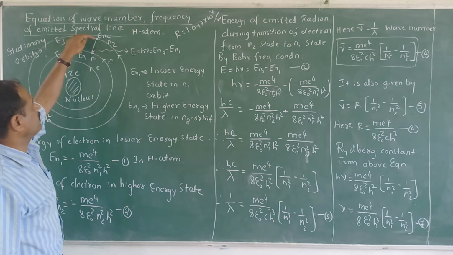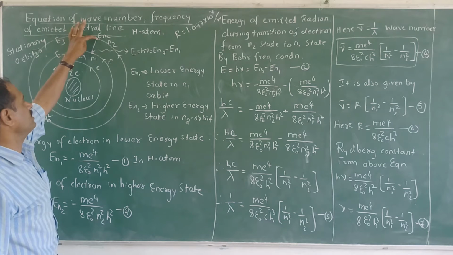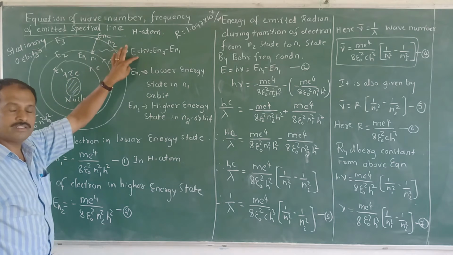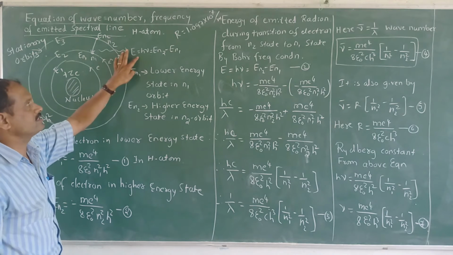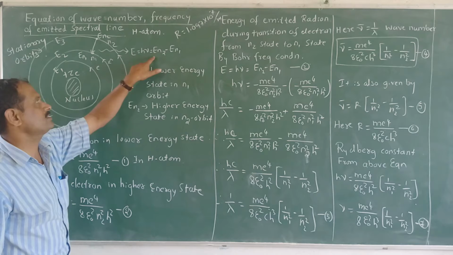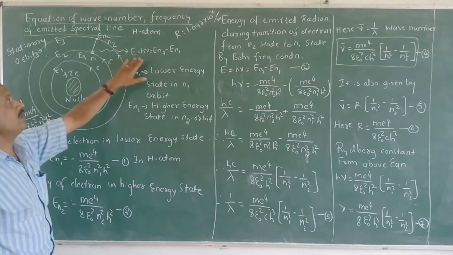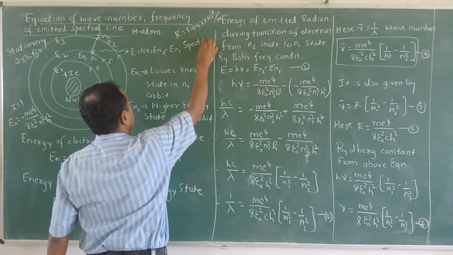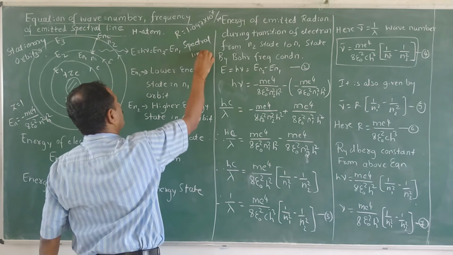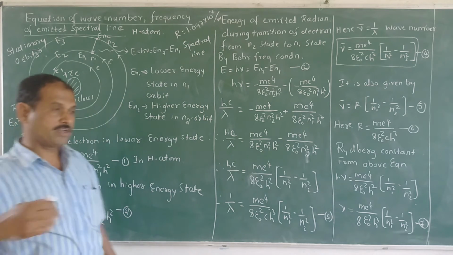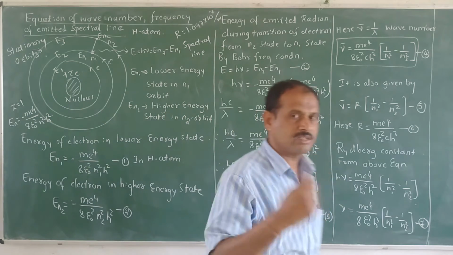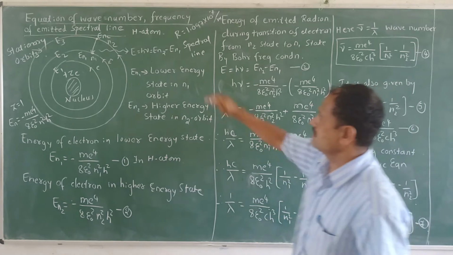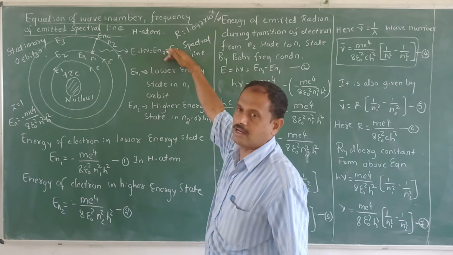Now we come to the point. When the electron transitions from a higher energy state to a lower energy state, it emits radiation, or radiant energy, that is equal to the difference in the two energy states. Now it gives one spectral line. One transition gives one spectral line. If a number of successive transitions take place, it gives a number of spectral lines. This is for one particular spectral line.